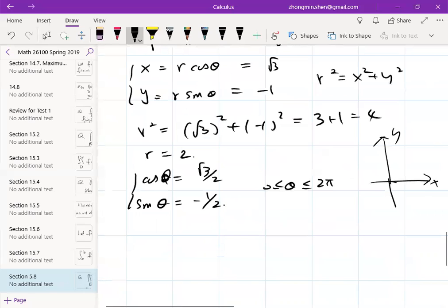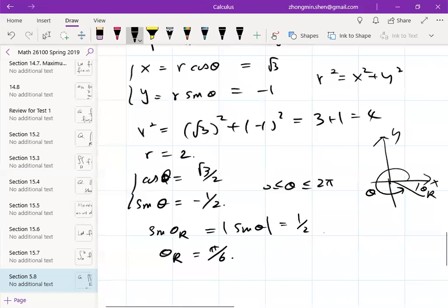That angle must be in the fourth quadrant because sine is negative, cosine is positive. So the reference angle is going to be 30 degrees. So this is theta, and this is the reference angle. Do you remember? The sine of the reference angle is going to be the absolute value of sine theta, which equals 1/2. Then the reference angle must be pi over 6.